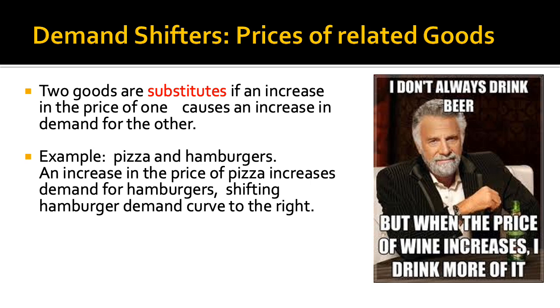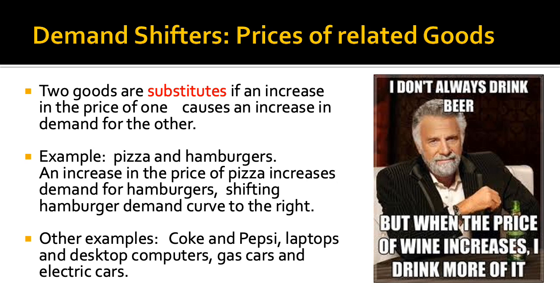Well, pizza, the first good, experienced a price increase due to some reason that we do not know at this point. And what happened is now hamburgers are relatively cheaper. Since they are cheaper, consumers will prefer to consume more hamburgers and therefore shift away some of the demand from pizza. Other examples can be Coke and Pepsi, laptop and desktop computers, gas cars, and electric cars.